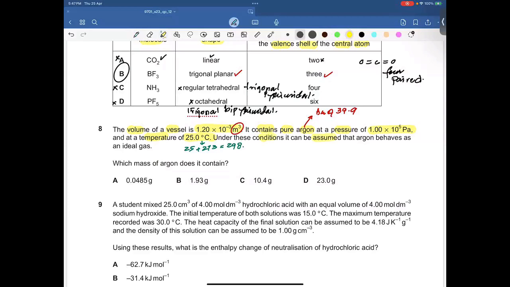Under these conditions, it can be assumed that argon behaves as an ideal gas. Which mass of argon does it contain? So I need to find out the mass. So I need to apply the PV equals nRT general gas equation.